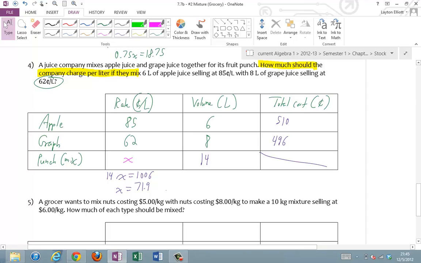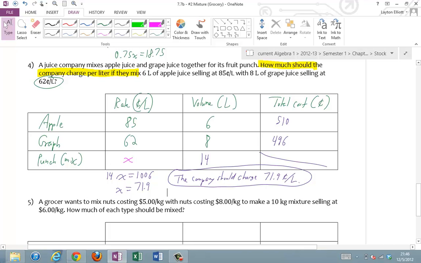So what we can answer is the company should charge 71.9 cents per liter. Yes, you could have done dollars with this whole thing. It just would have been a little bit more decimal numbers, but it would have worked.